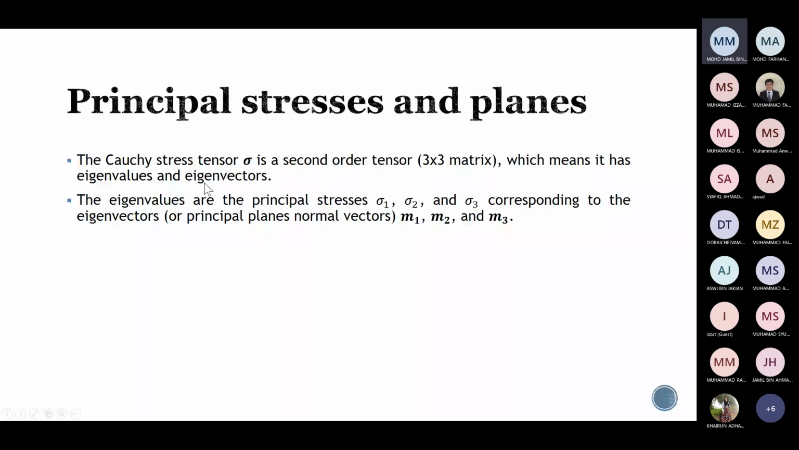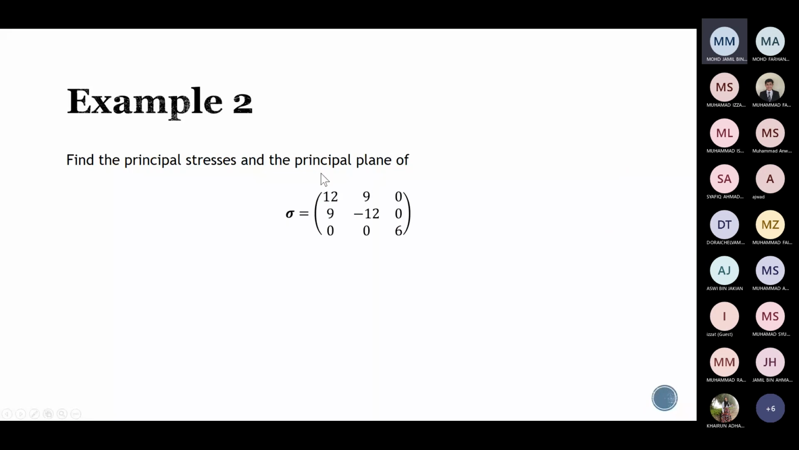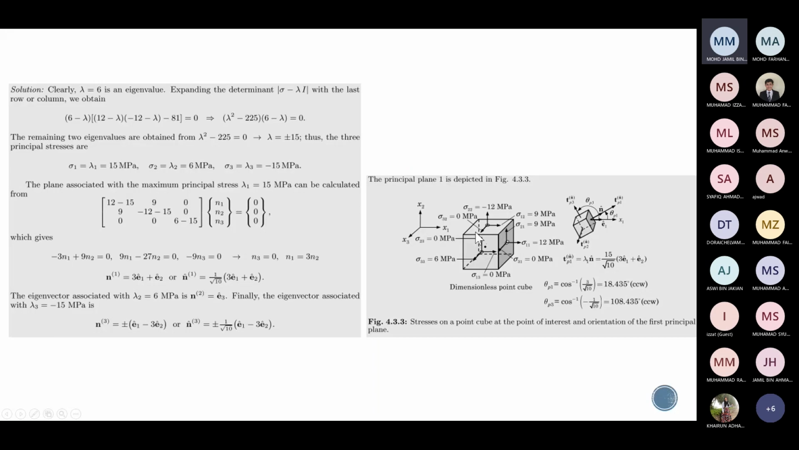To find the principal stresses and planes of this Cauchy stress tensor, firstly you find the determinant of sigma minus lambda I, then you get this equation, set it equal to 0, and solve for lambda. When you solve for lambda, you get three values: one is 15, another is 6, and the other is negative 15.